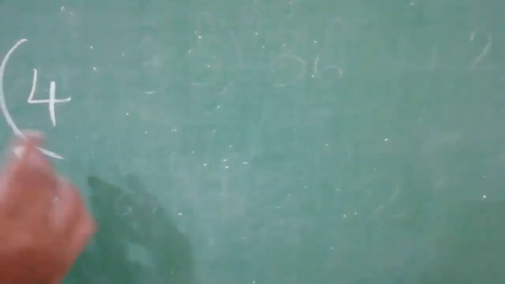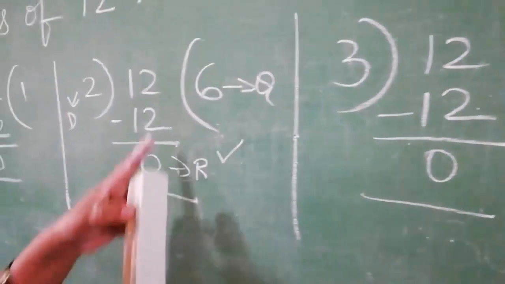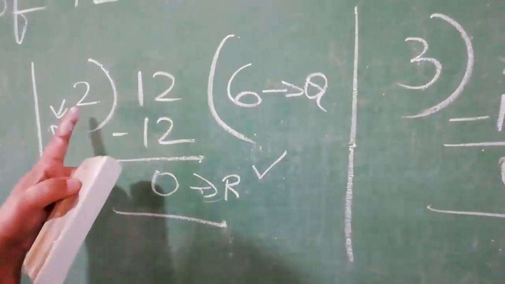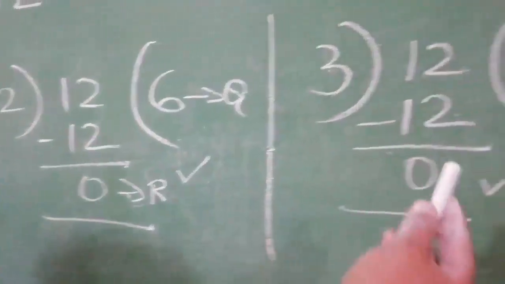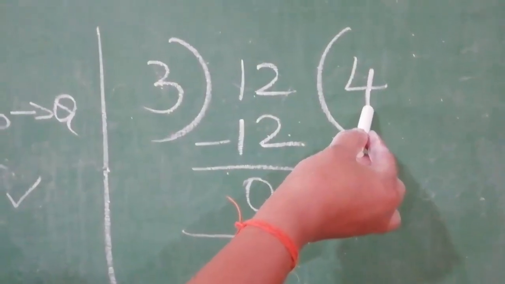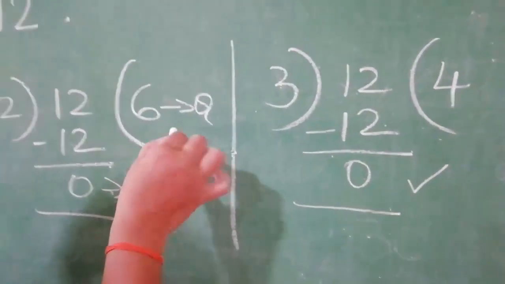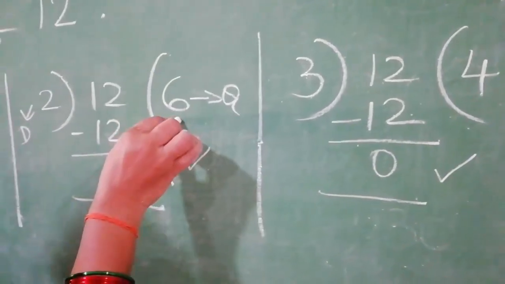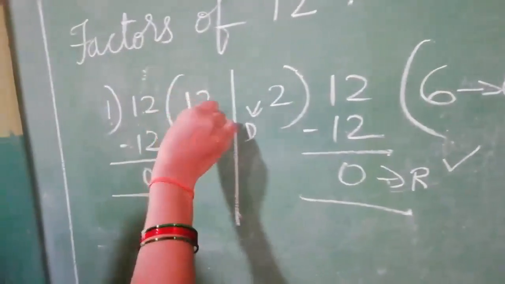Next 4. Here see, before I told, when we divide the number, if the remainder is 0, both quotient and divisor are the factors of the given number. So here 4 is also a factor and 5 is a factor. In the 12, 5 is not there. So 5 is not a factor of 12. Next number 6. 6 is a factor of 12 and next number 12.